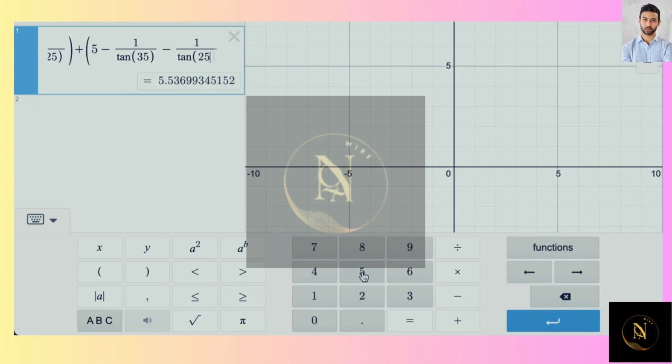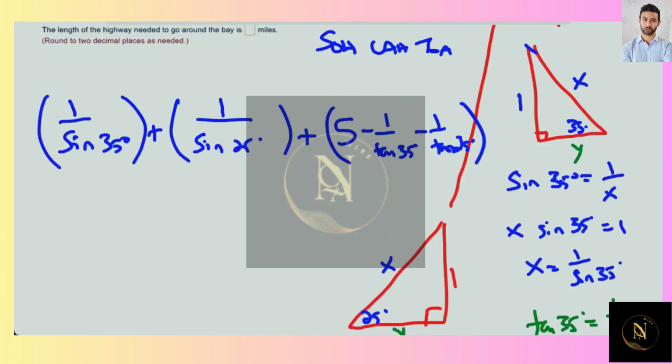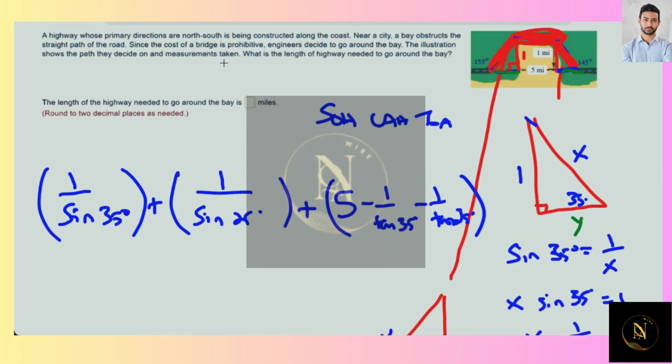And that should be it now. To two decimal places would be 5.54. 5.54 miles.